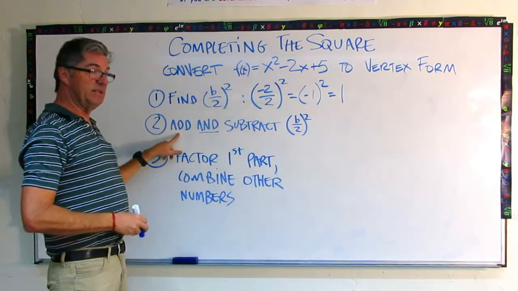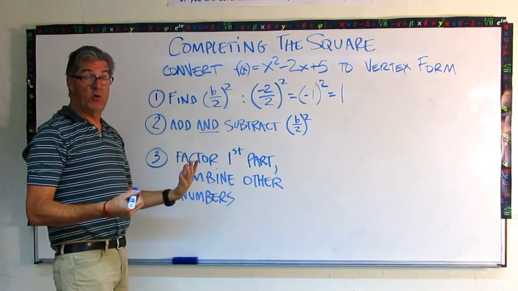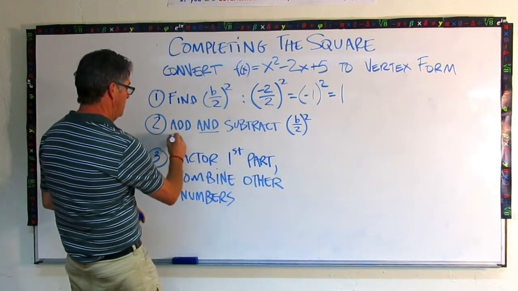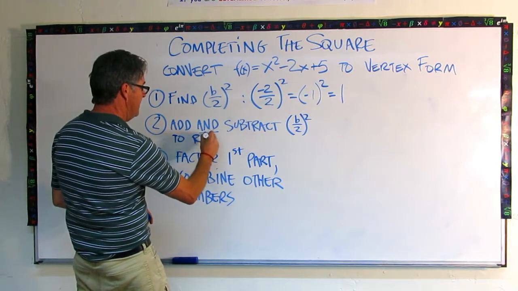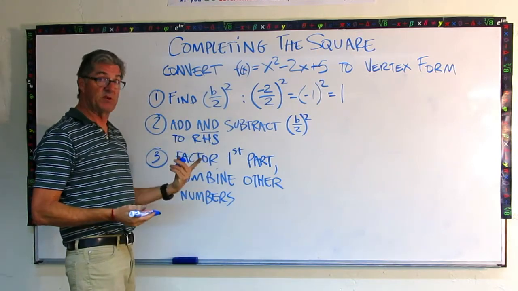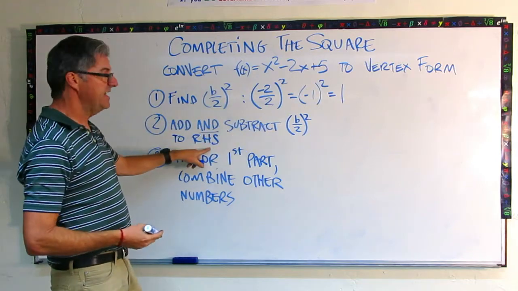Okay, this part is a little bit tricky. We want to add and subtract it to the equation. Okay? And what I'm going to say here is to the right-hand side. That's the abbreviation for right-hand side. Our textbook does it that way. So we're going to add and subtract b over 2 squared to the right-hand side.